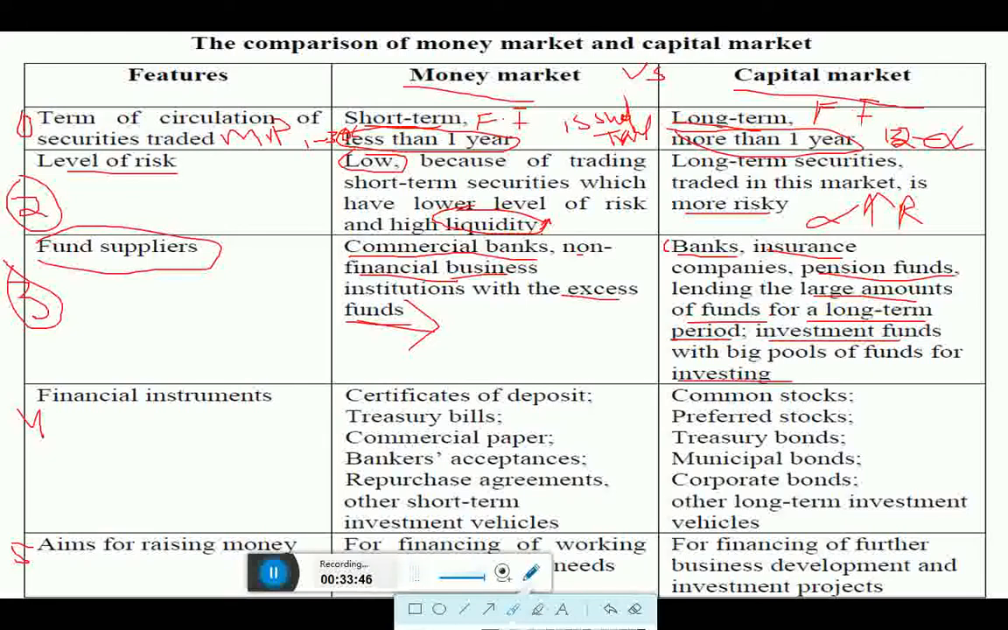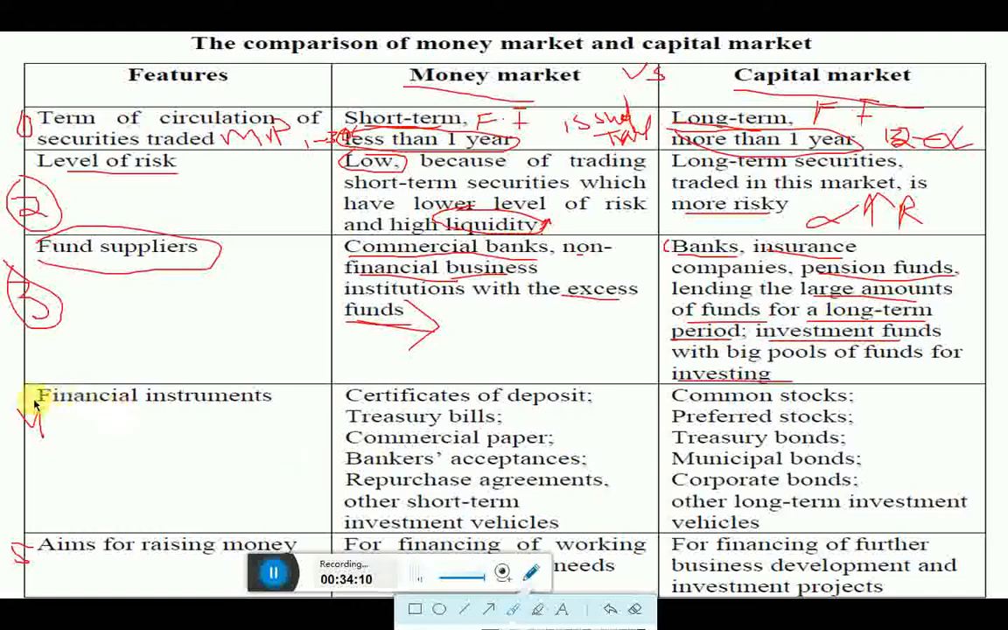They purchase or issue long-term financial instruments, and they invest their money, which is large amounts of money, big pools of money, for a longer period of time, and then they get a bigger and higher return for that longer period of time.